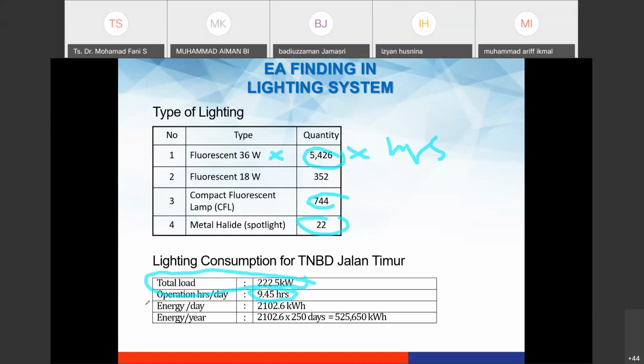So energy for 1 day from the lighting system is 2100, and we can multiply with the number of days. Here is the working days, 250 days. So for 1 year, the total consumption from the lighting is 500,000 kilowatt hour.